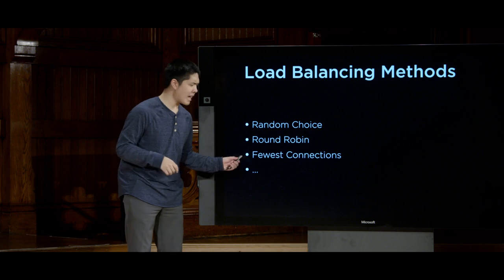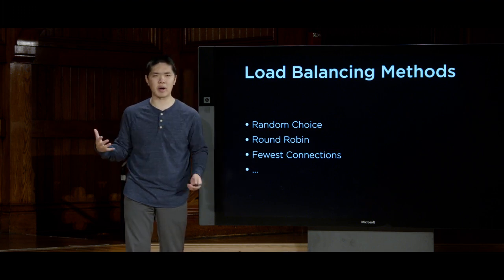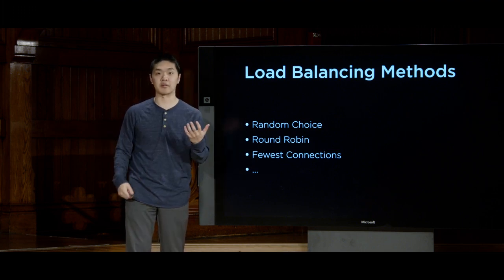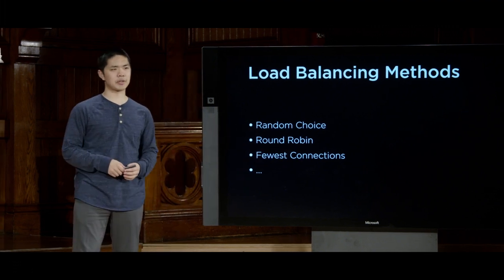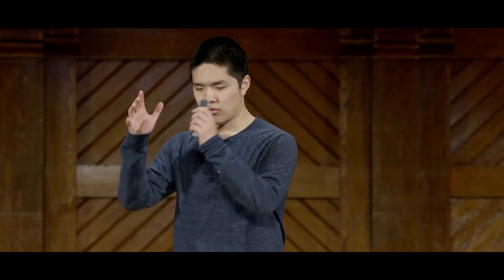And while this might do a better job, there are trade-offs here as well. It might be more expensive, for example, to compute which of the servers happens to have the fewest number of connections, whereas it's much easier just to say, choose a server at random, or to do the round-robin style approach of just 1, 2, 3, 4, 5, 1, 2, 3, 4, 5, again and again and again.